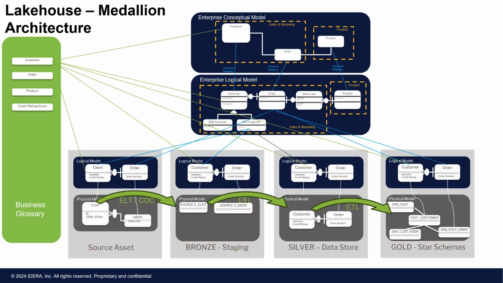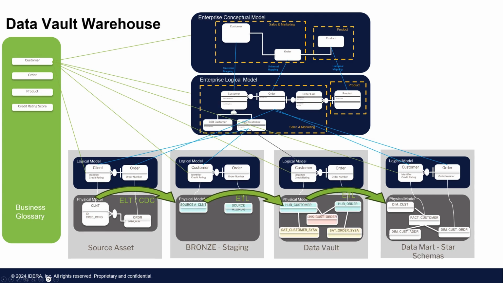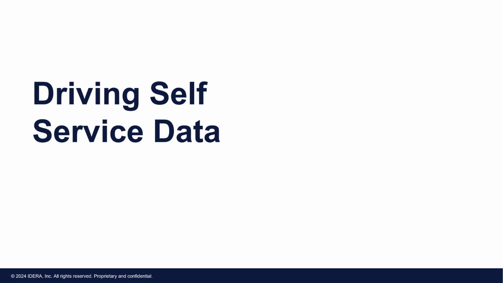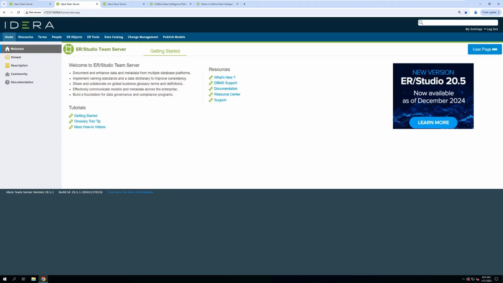ER Studio is commonly used to design data warehouses, so this enterprise model is really key. We're going to use this model to design and ensure consistency across the different layers of the data warehouse. And we might support medallion architectures, data vault architectures, or Inmon style architectures. So let's have a look at ER Studio.